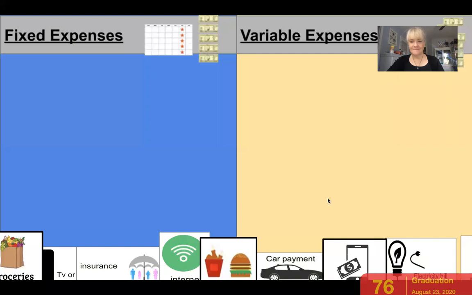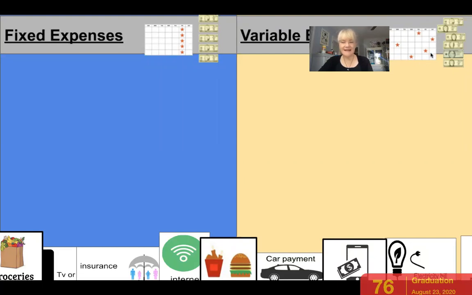All right, the next part of this first day's activity is sorting fixed expenses and variable expenses. So once you have money, you need to spend it because you have expenses. So the two kinds of expenses that we have talked about before are fixed expenses and variable expenses. Fixed expenses happen at the same time, and they're the same amount every time. Variable expenses, like you see on this calendar, can happen anytime, and they cost different amounts of money. So they are variable.